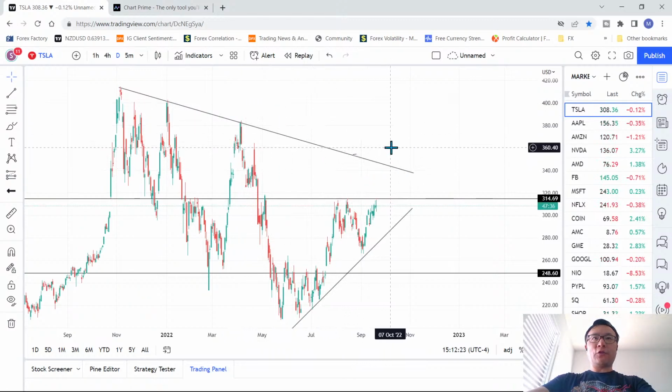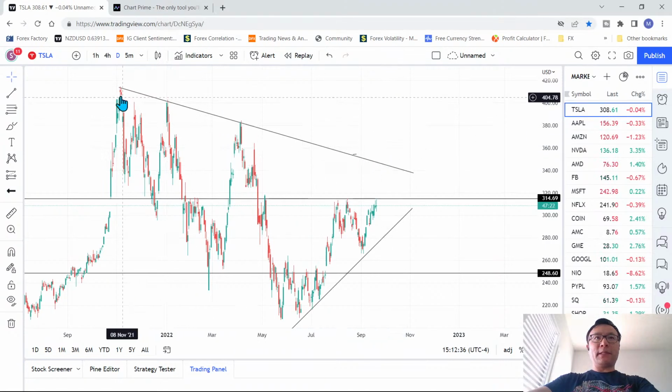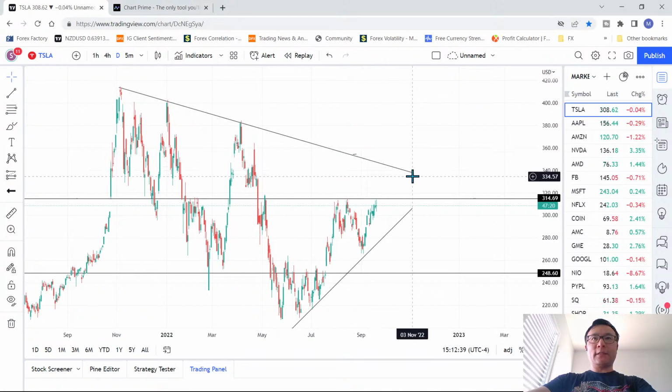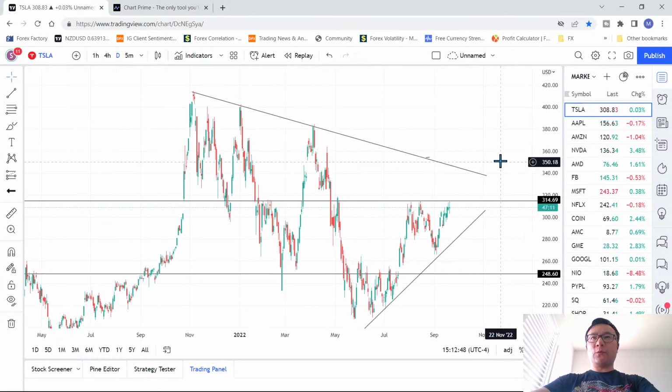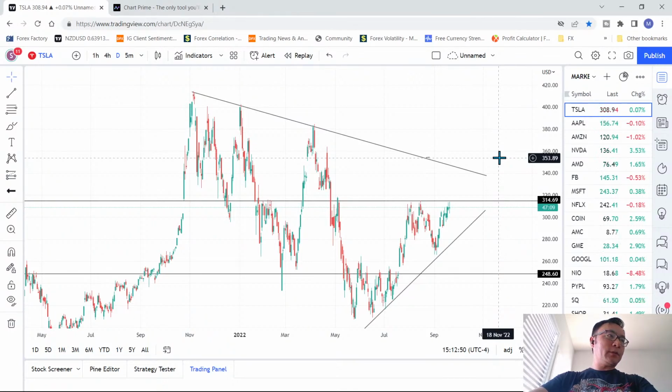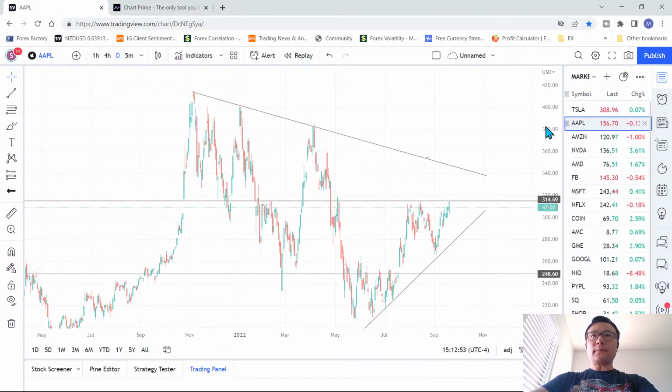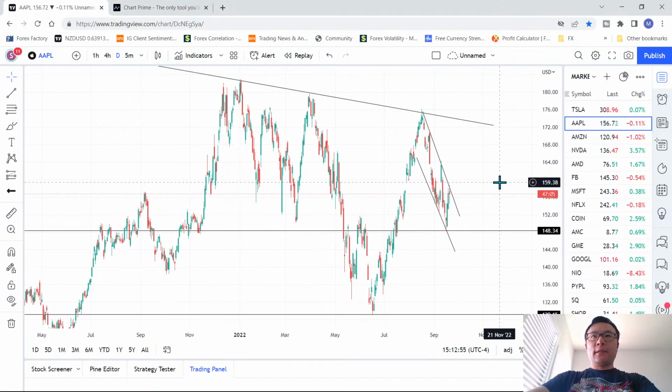Maybe if I target a little bit higher, like 360, that would make the risk reward ratio a lot more attractive. But probably I'm going to target here, because again, you can see this downward trend line being respected once, twice, three times. So we can just target a 2-to-1 risk reward ratio for this particular trade. All right, let's move on.